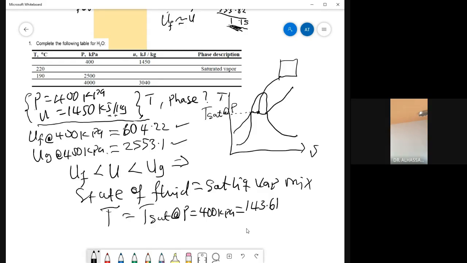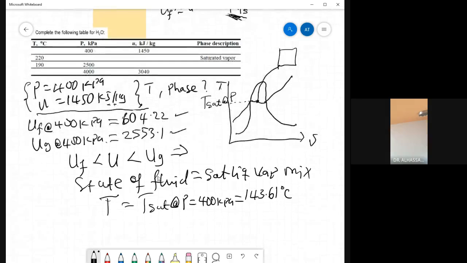143.61. So that will be in degrees Celsius. Okay, so that is the solution to the first part. Now the second part we are given temperature, and the fluid is saturated vapor. So very easy. So temperature is 220.